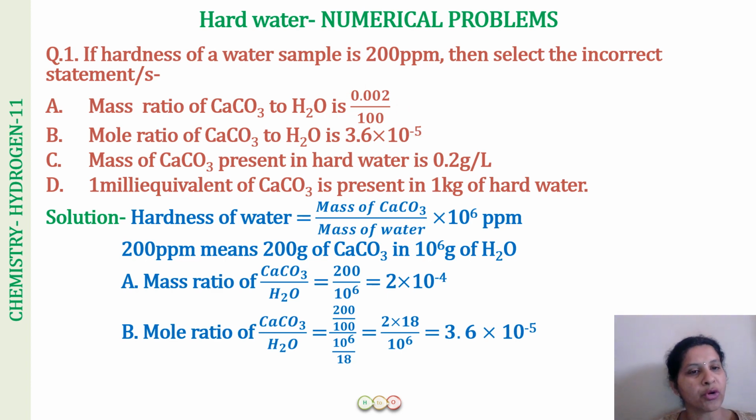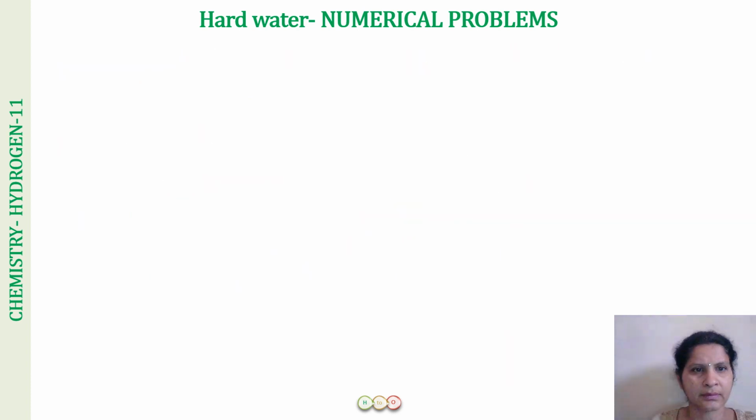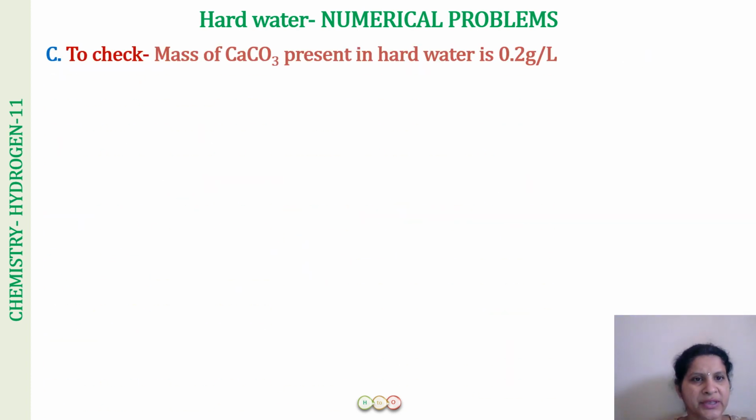So now let us move on to the third choice. The C option is to check whether the mass of calcium carbonate present in hard water is 0.2 gram per liter or not. So how are we going to proceed? You have to look at this value.